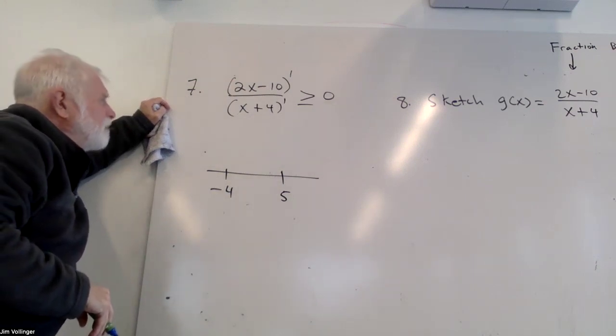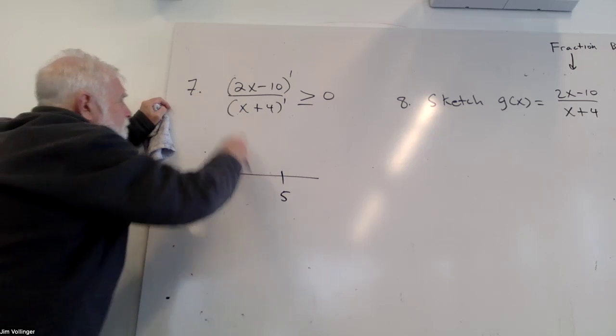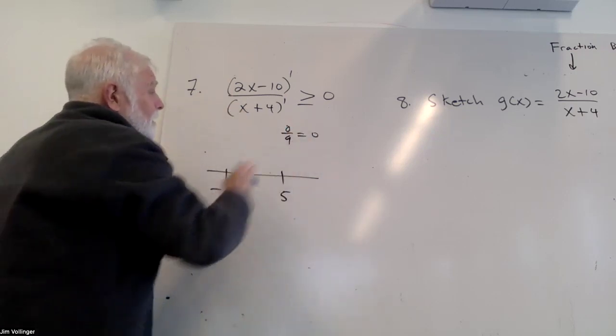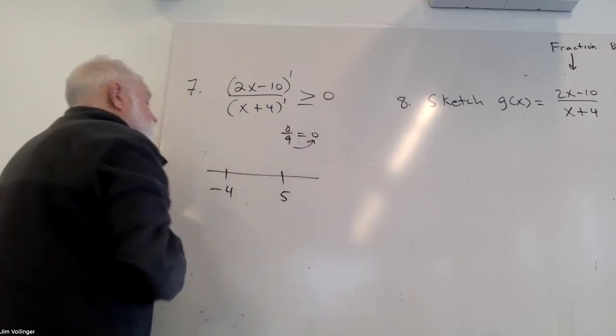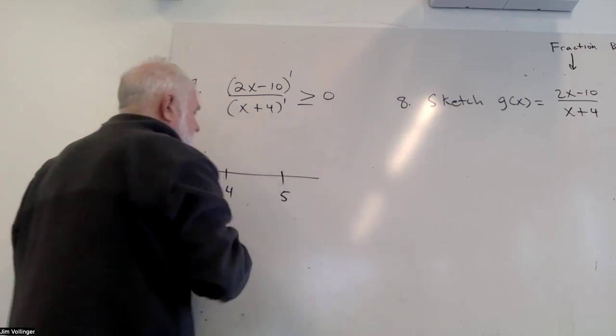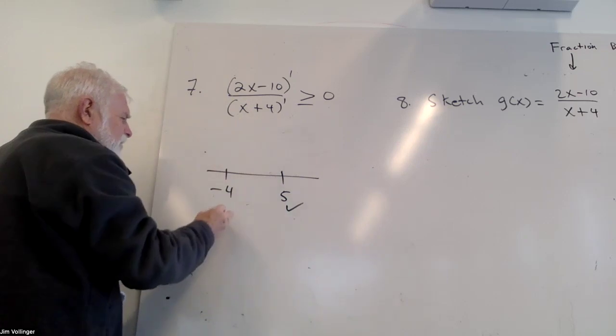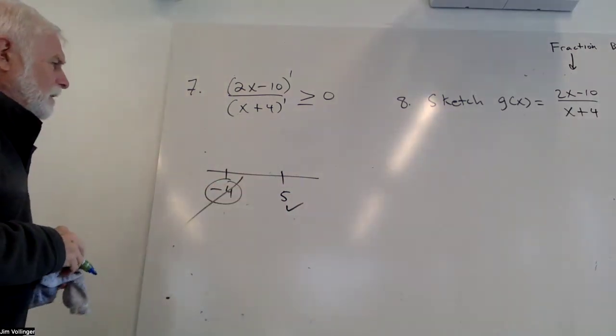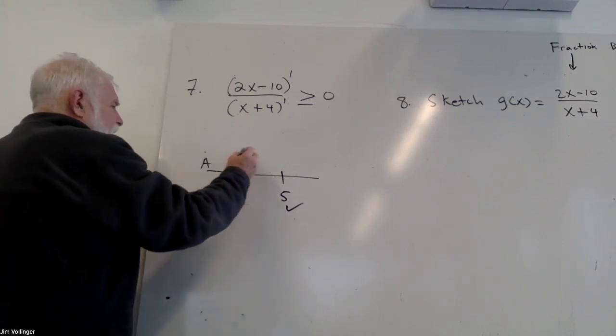So if I put 5 in, I get 0 over 9. Is that equal to 0? Well, 9 times 0 is 0, so I guess it is. Yeah, so 5 works. And of course, we don't have to spend any time with -4. We know that that doesn't work. That's undefined. So that leaves us intervals A, B, and C.